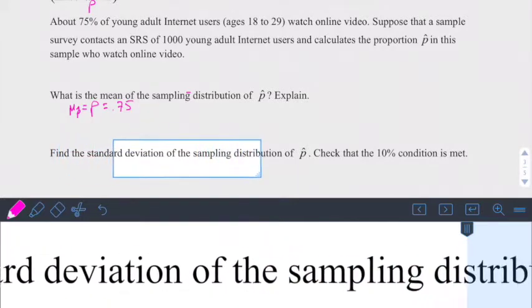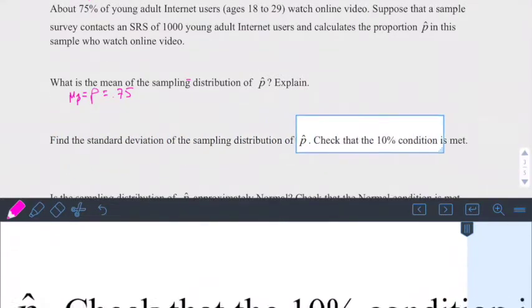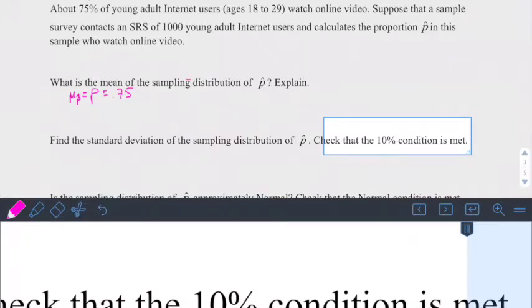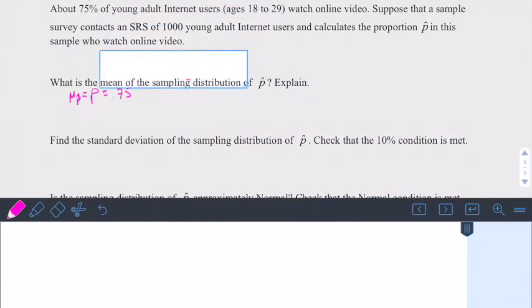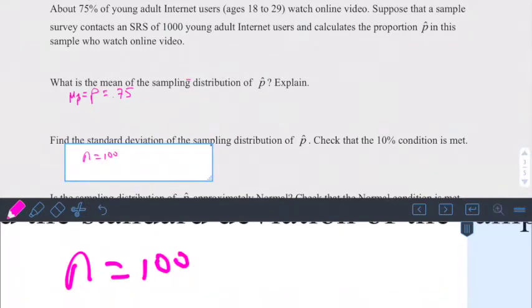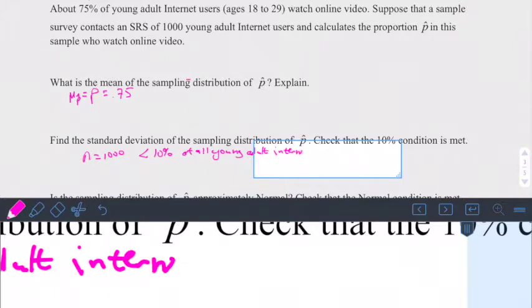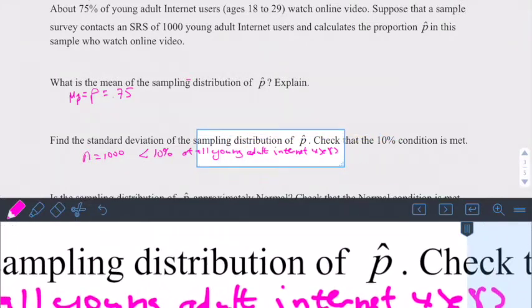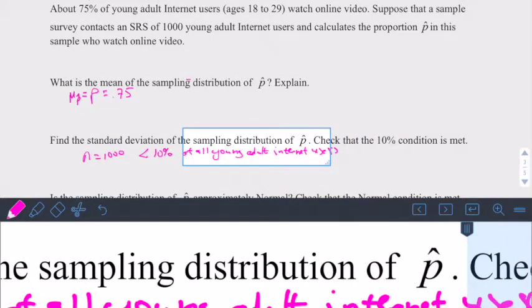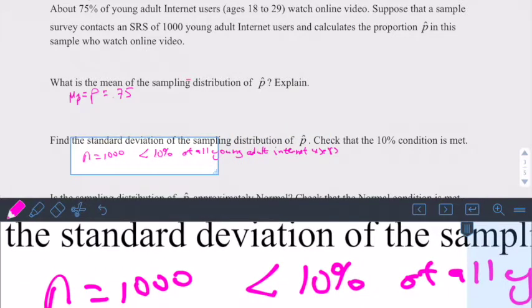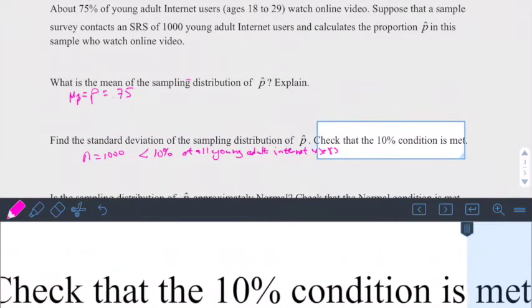Find the standard deviation of the sampling distribution of p hat. And we need to check the 10% condition. So we can't do this until we check this 10%. The simple random sample is of 1,000, so n equals 1,000. So 1,000 is less than 10% of all young adult internet users. Now, we don't have an exact number, but there's plenty. There are so many young adult internet users that we're not violating this condition with 1,000, so we don't have to worry about that, and so we check the 10% condition.